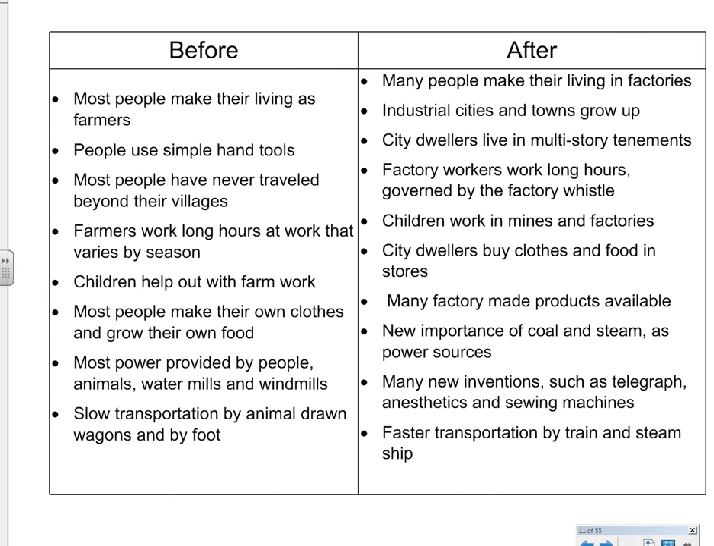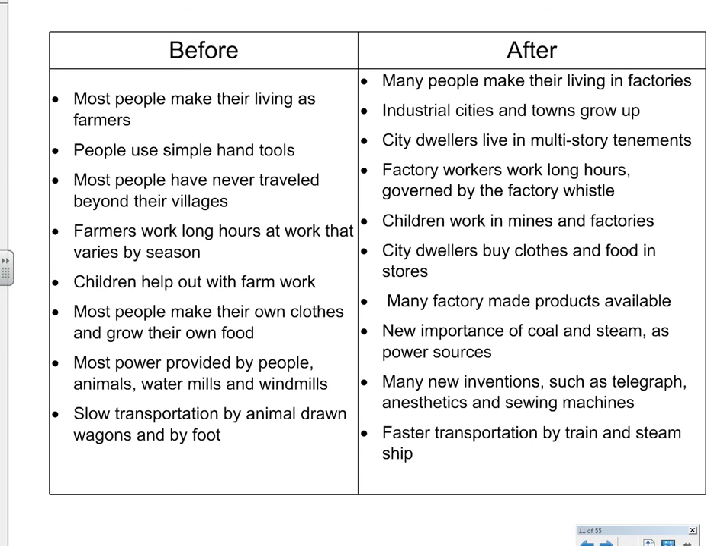So, before the Industrial Revolution, a lot of stuff went on. People made their living as farmers. People used simple hand tools. Most people never traveled beyond the village that they lived in. They worked long hours. Children were working on the farms. People made their own clothes, they grew their own food, and most of the power came from animals, water mills, and windmills. Slow transportation by animal-drawn wagons and by foot. So stuff didn't go very far.